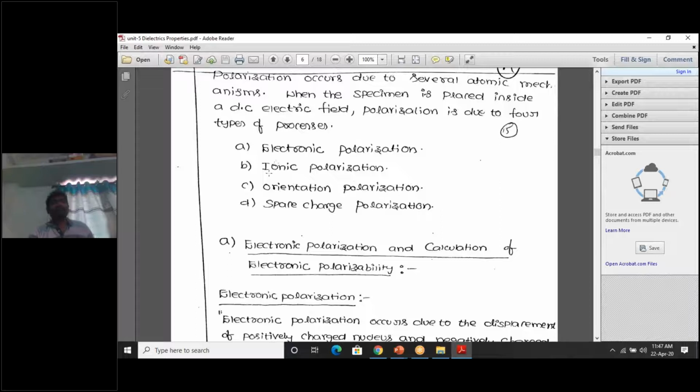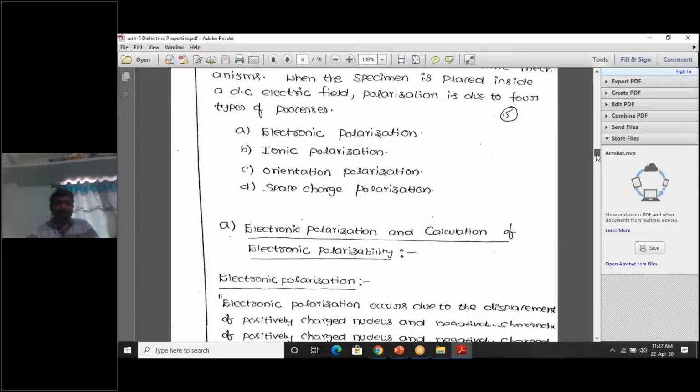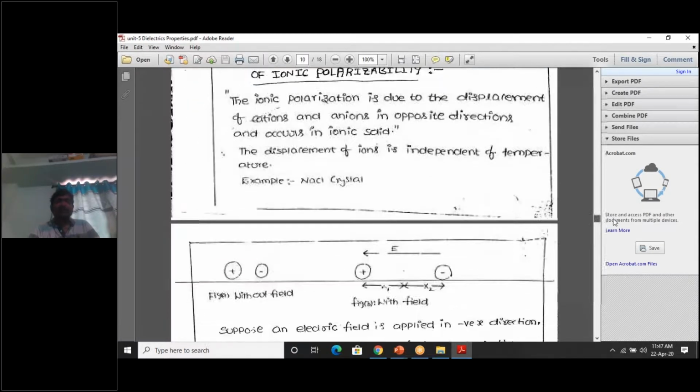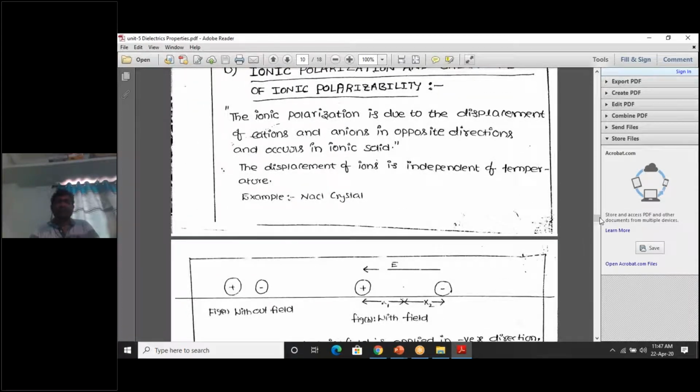Next concept is what is ionic polarization and what is the expression for ionic polarizability. This is a small concept. It will take around 5 to 10 minutes only. Now I am going to explain what is ionic polarization.